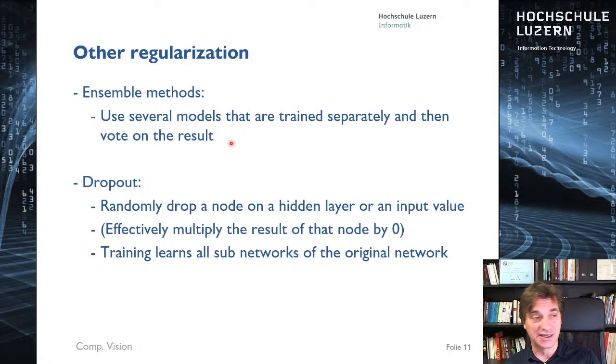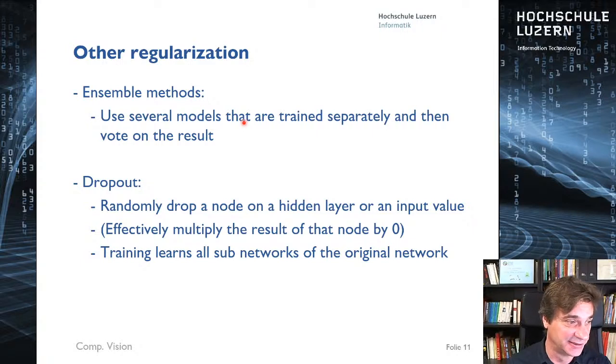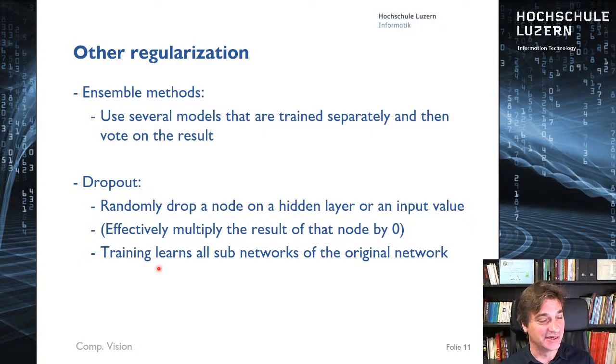Other regularization techniques that you can use are so-called ensemble methods, and dropout is kind of an ensemble method. What is an ensemble method is you use several models that are trained separately and then kind of vote on the results. So maybe you train 5 networks, you let them all run and then see, okay, 3 of them say it's that class, 2 of them say it's another class. Let's take the majority, what 3 of them say. And dropout implicitly makes some different networks during training.